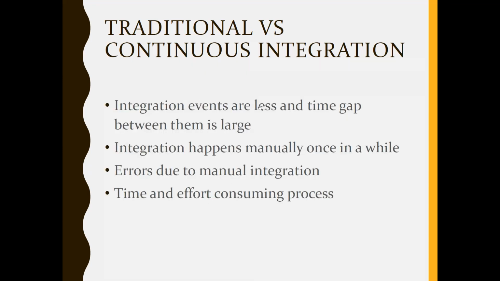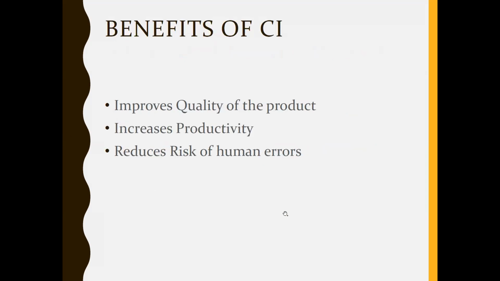So integration events are fewer and the time gap between them is large. That's what I'm talking about. Integration happens manually once in a while, like once in 6 months or once in 3 months in the traditional integration process. Errors, there would be a lot of errors. Some manual errors might be there. It's obvious, it's very sure that if something is manual, there'll be human errors. Time, a lot of effort. It could be a nightmare when they say there is an integration event happening, right? So those are all the challenges which are overcome because of continuous integration.